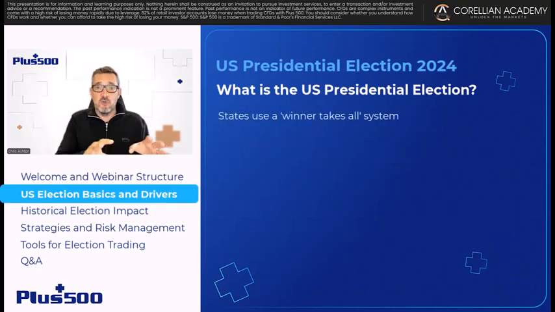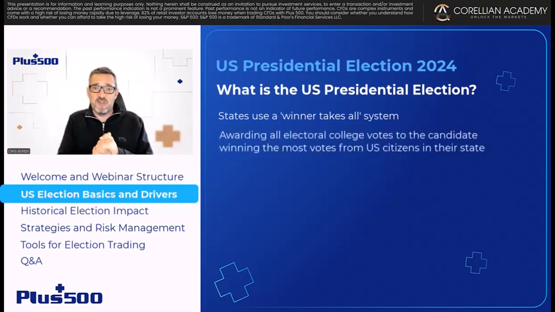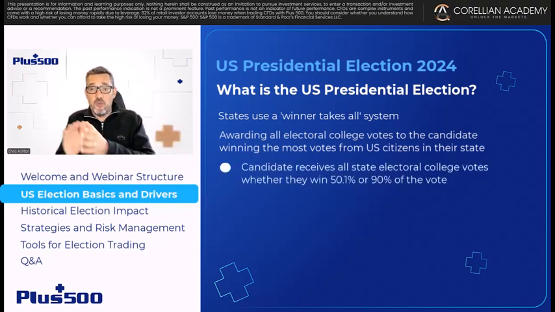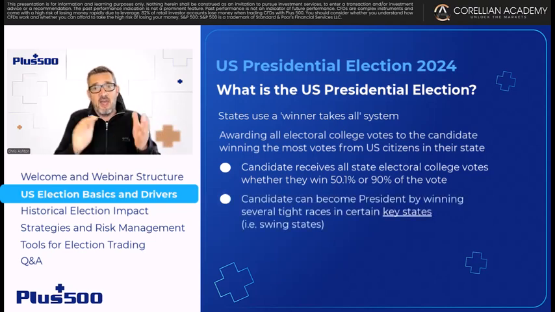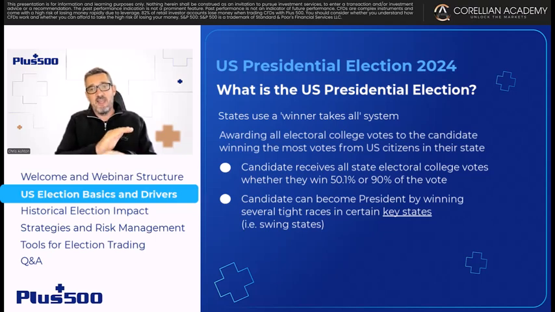Now, generally, states use a winner-takes-all system, awarding all their electoral college votes to whichever candidate wins the most votes from US citizens in their state. This is interesting for traders, as it means whether a presidential candidate wins 50.1% or 90% of the vote in any particular state, they are still awarded all the state's electoral college votes. So importantly for traders, a candidate can become president by winning several tight races in certain key states, despite potentially having less votes than the other candidate across the US as a whole.